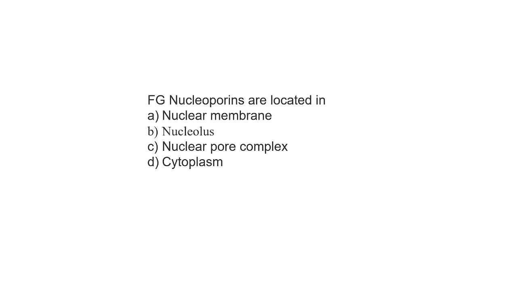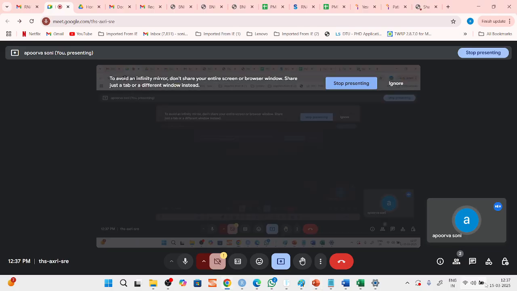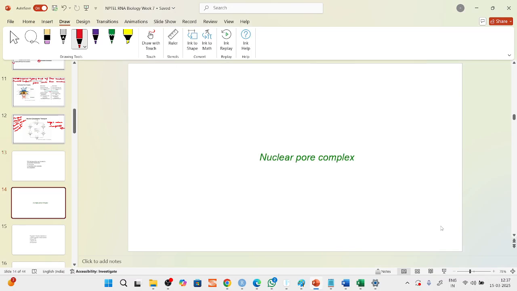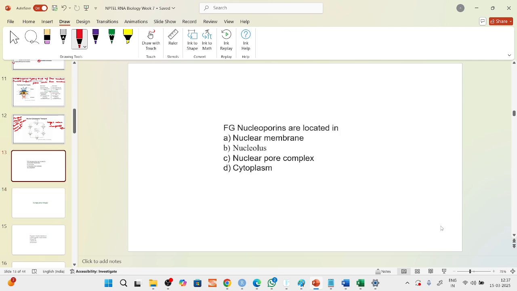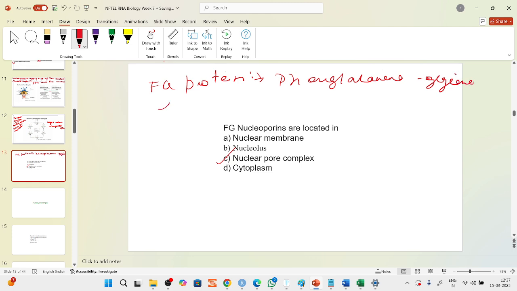The correct answer of this question is nuclear pore complex. The question is, FG nucleoporins are located where? FG nucleoporins are located in the nuclear pore complex. Basically these FG proteins contain phenylalanine and glycine repeats.